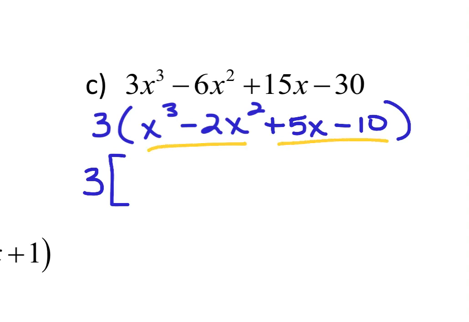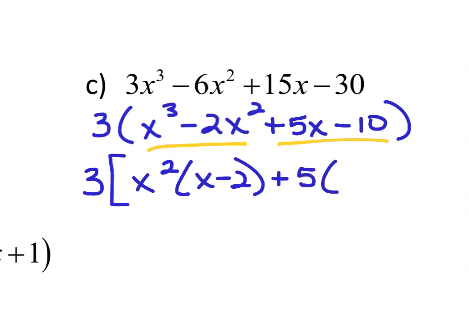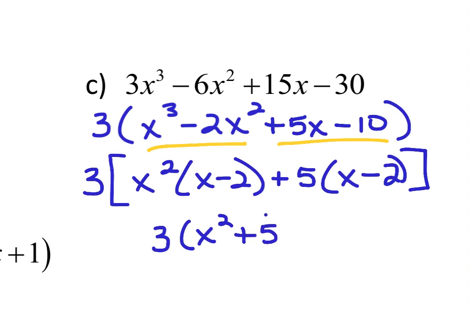And my first pair of terms that I'm looking at, the GCF, is x cubed minus 2x squared. So my GCF is x squared, and that leaves me with x minus 2. And then in my second pair of terms, there's a 5 that goes into both of those, and that also leaves me with x minus 2. And so my final answer here is 3 times x squared plus 5 times x minus 2.